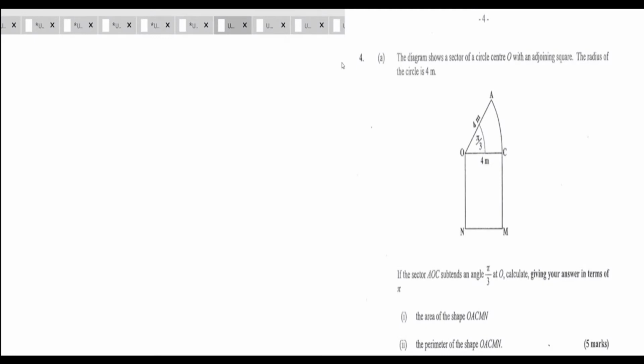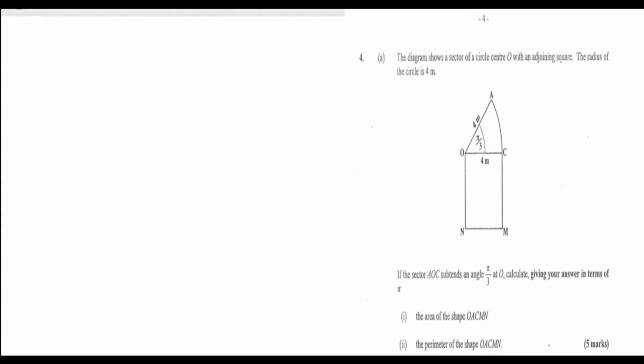In order to find the area of that weird looking shape, we have to notice that that shape consists of a sector and a square. So the area of the shape is going to be the area of the sector. So I'm going to call the shape S. Area of S is going to be equal to the area of the square part plus the area of the sector.